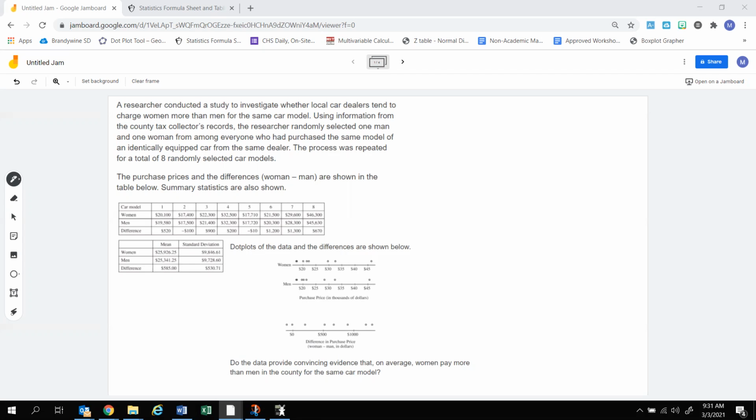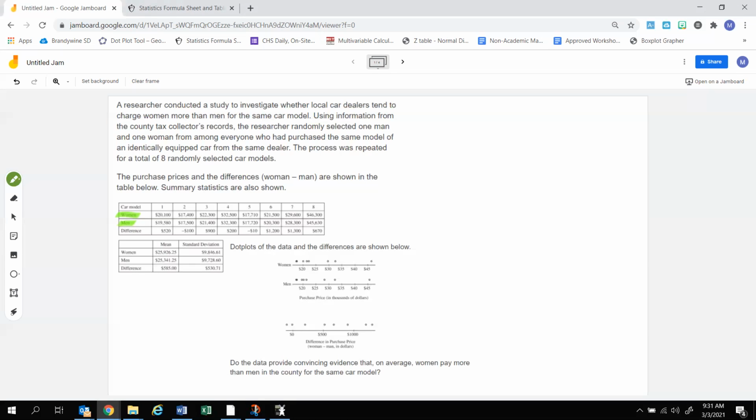Okay, so a couple things. One, we have to identify what type of scenario this is. Now, they're trying to give you a little bit of a head fake here. They're giving you two different samples. They're saying here's women, here's men. So at first glance, you would say, okay, this is a two sample t test, but it's not.